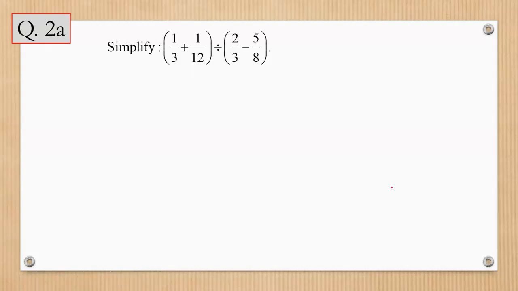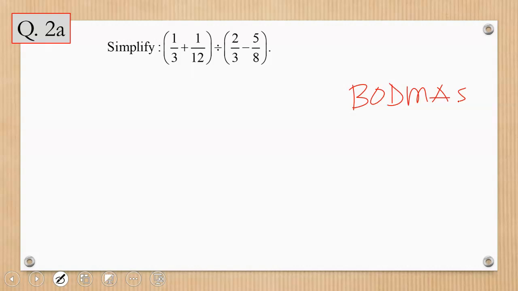2A, simplify (1/3 + 1/12) divided by (2/3 - 5/8). Okay, so as usual, we are going to apply BODMAS. We know BODMAS to be brackets, order, division, multiplication, addition, and subtraction. So brackets must be done first before we think of order, division, multiplication, addition, and subtraction.